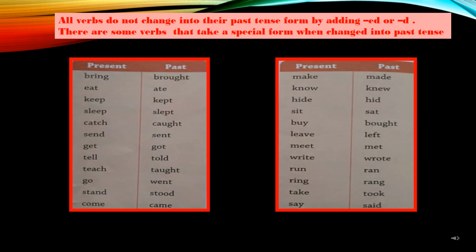So, what are those words? I have a list of some of those words over here. Please try and learn them, revise them, put them into practice, and definitely you are going to improve your reading and writing skills. Now, what are those? Here you can see, children, the list of words from present to past where you don't have to add ed or d. Bring, brought. You don't say bringed.